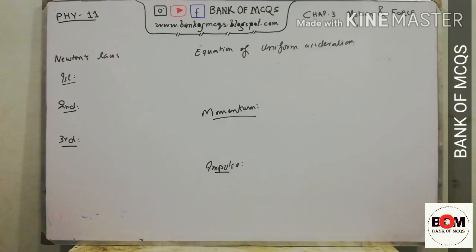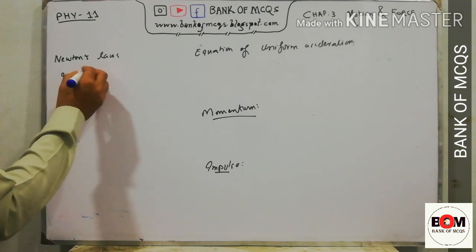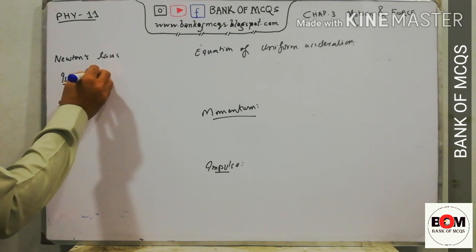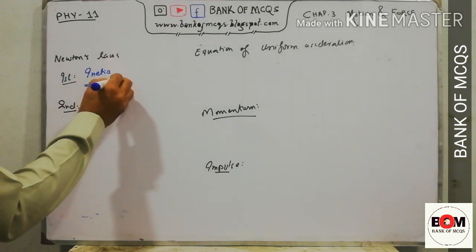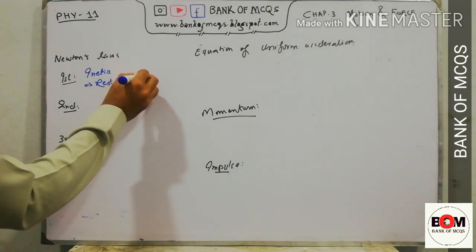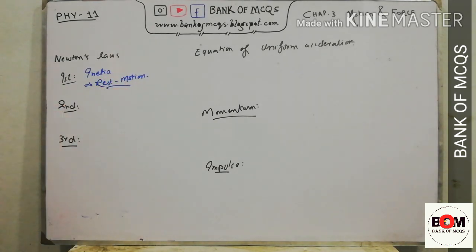The next is Newton's laws. Newton proposed three laws. The first is Newton's first law, or law of inertia. That is, a body at rest will remain at rest, and a body in motion will remain in motion unless some force acts on it.